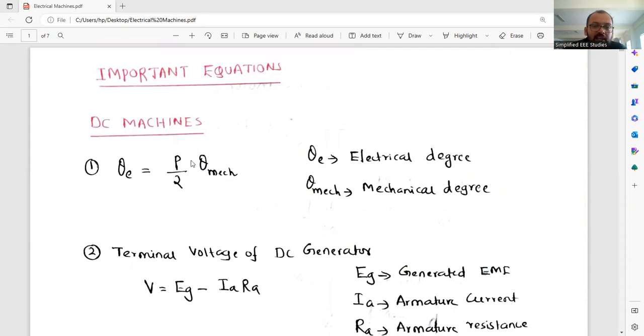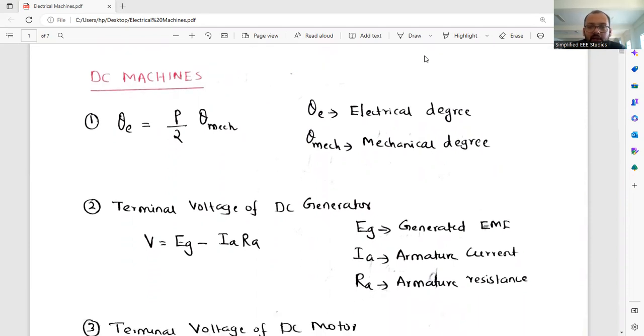The first one: there is a relation between electrical and mechanical angle. You can see the difference between electrical and mechanical angle by using the given formula. The formula is theta E is equal to P by 2 into theta mechanical. Theta E stands for electrical angle, theta MECH means mechanical angle, and P we can call the number of poles. Or else you can write it in reverse: theta mechanical is equal to 2 theta E divided by P.